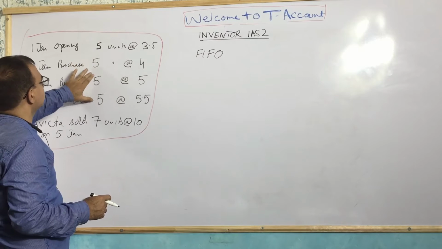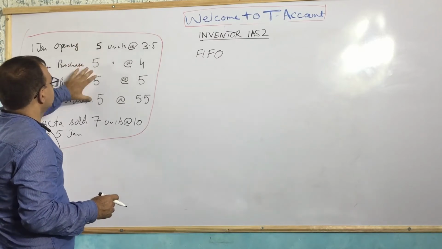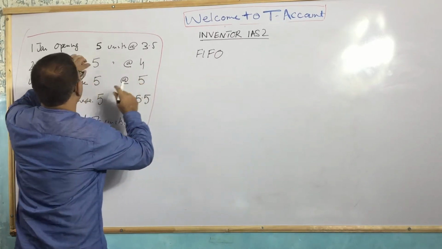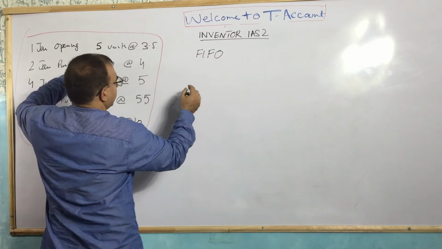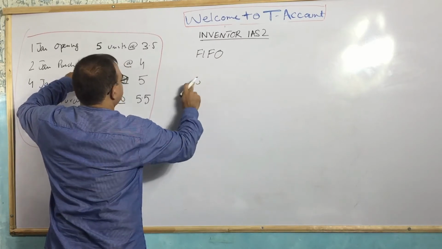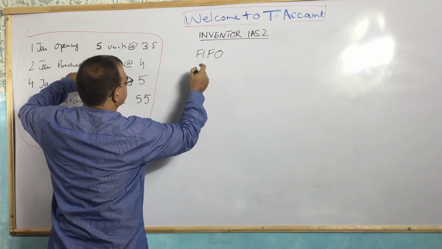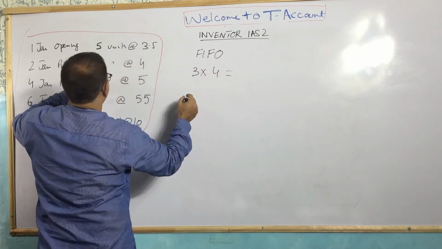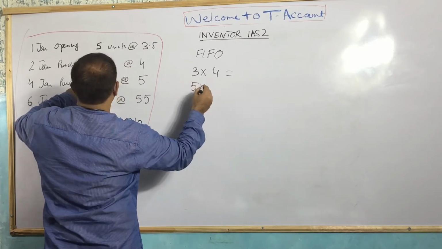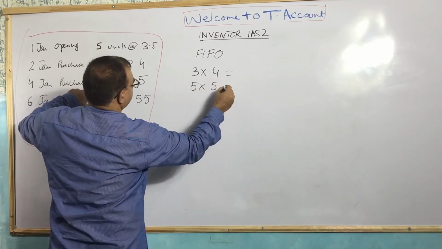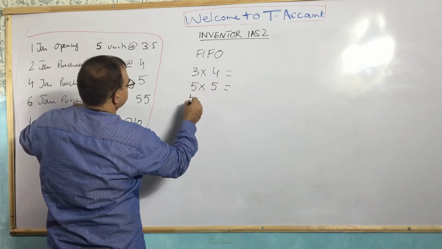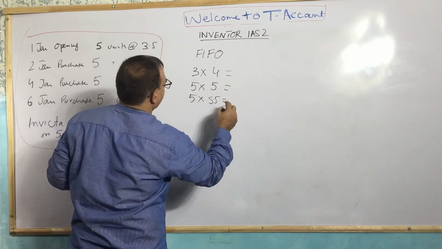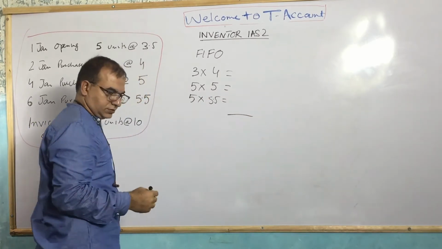So the 13 units are from the most recent purchases. We have used 7 from this. So from the earlier purchase, we have 3 left because 2 we have already sold. So 3 units at 4, then we have 5 units at 5, then we have 5 units at 5.5. If you add them up, you will get the closing inventory.